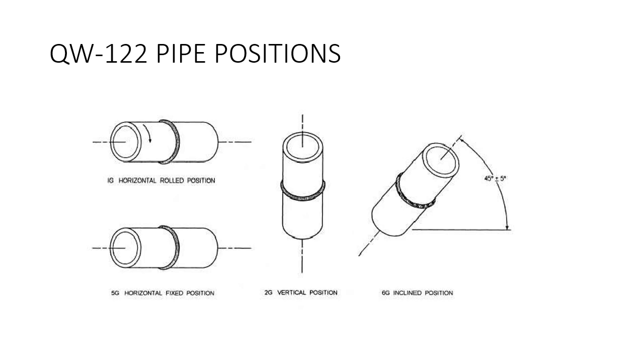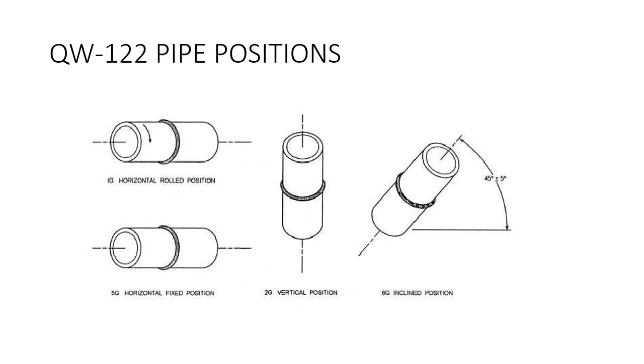Here we've got pipe positions. So you can see we've got 1G horizontal rolled. That would be if you're rolling the pipe. That's basically just flat welding. Then we've got 2G, which is a horizontal position, but the pipe's in vertical. But you're welding a horizontal weld because it's the same welding position that you do with 2G plate.